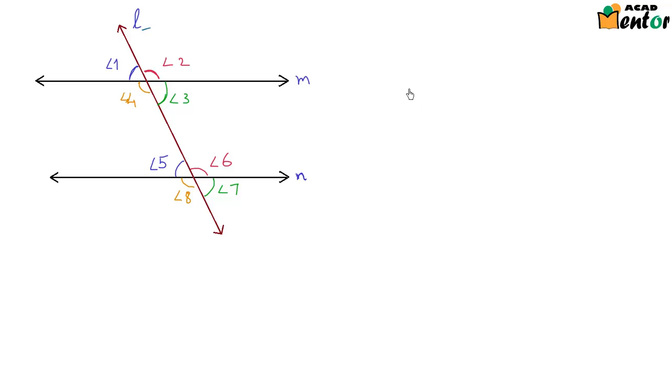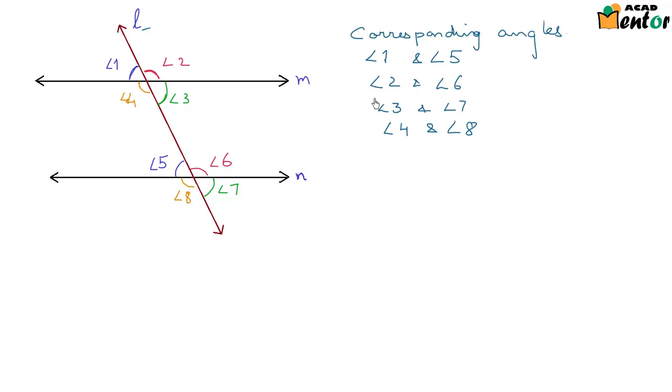Great. Now if you look at the angles which are of the same color, that means angle 1 and angle 5. This one. Or if you look at angle 2 and angle 6. Or angle 3 and angle 7. Or angle 4 and angle 8. These are nothing but pairs of corresponding angles. So we see that whenever two lines are intersected by a transversal, parallel or not parallel, there are four pairs of corresponding angles formed.